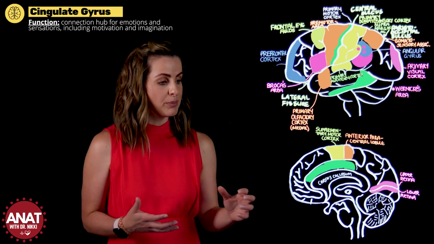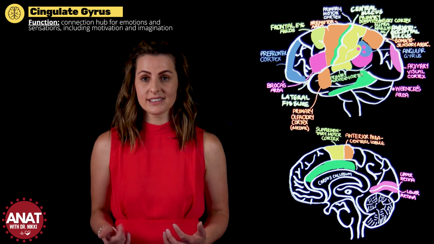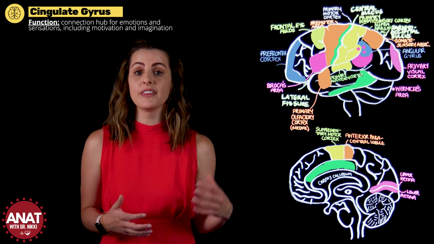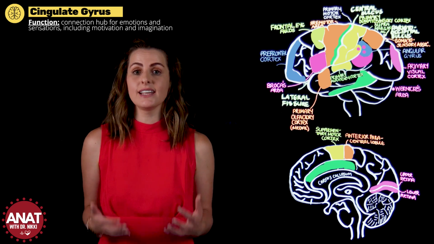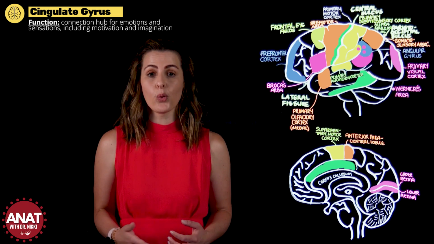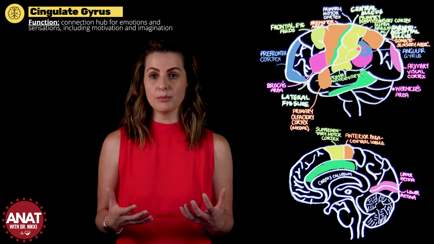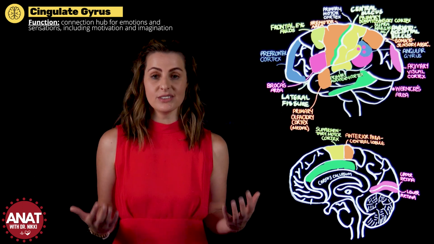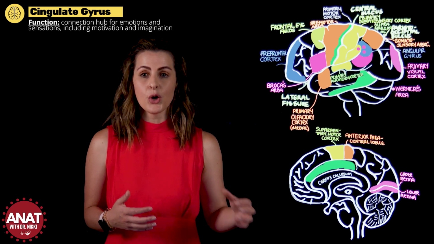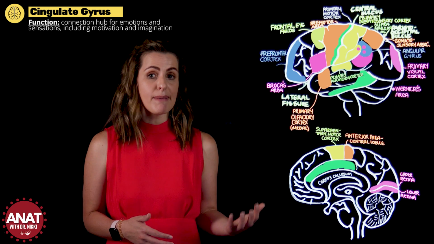Finally, we can see, wrapping around the corpus callosum, we have the cingulate gyrus or cortex. This structure is technically part of the limbic system of the brain. However, it is incredibly fascinating because its function and its roles have for long been quite mysterious. We know now, though, that the cingulate gyrus plays a really important role or forms a connection hub between our emotions and our sensations. We also know that located in this strip of cortex, we find the areas responsible for our motivation as well as our imagination.